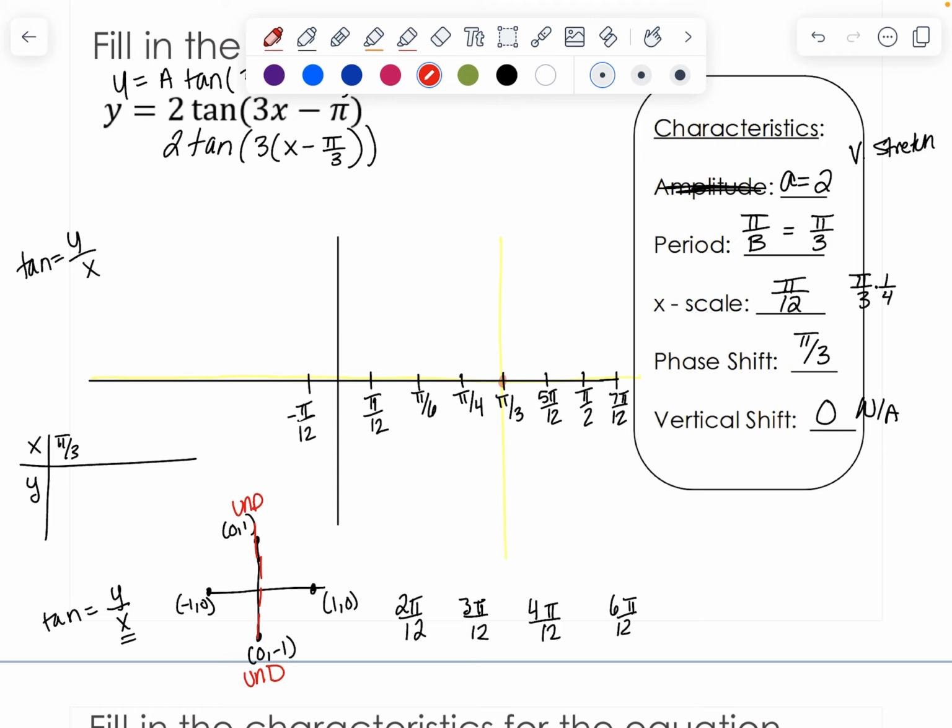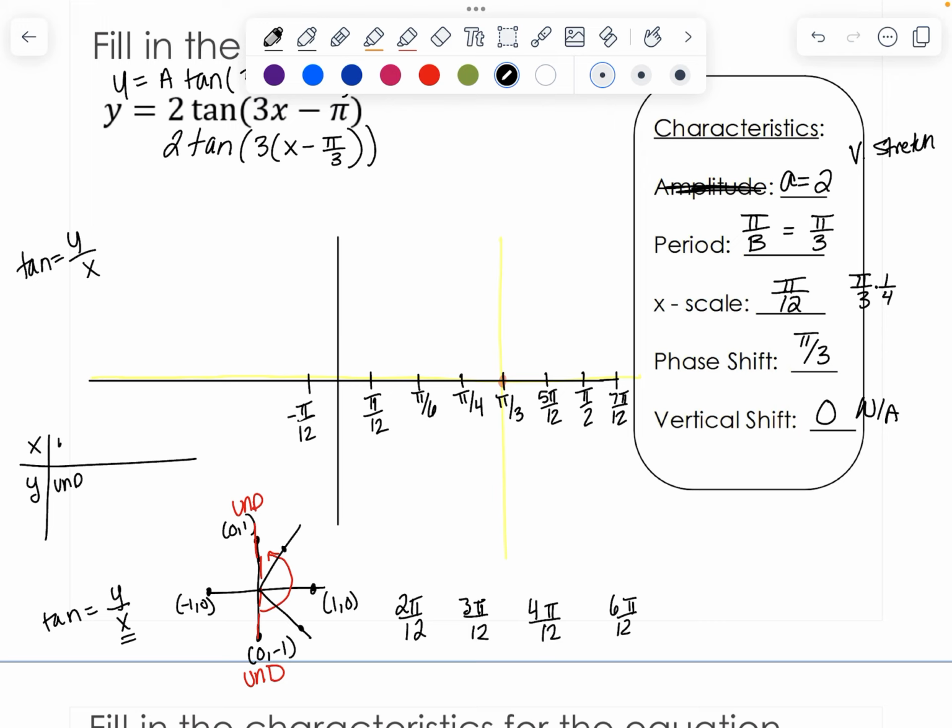So typically when we graph tangent, we are going to graph it from the negative y-axis to the positive y-axis, and we're going to graph it like this, which means in my table, I'm actually going to put my pi over 3 spot at my 0 spot. And then you're going to use the 45-degree angles in each of those quadrants.